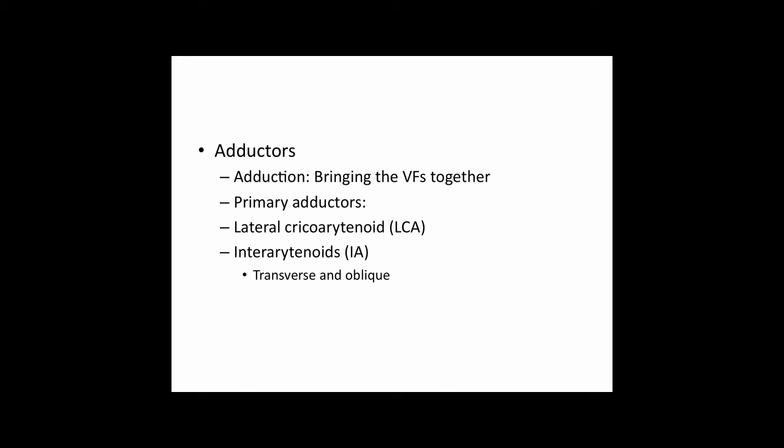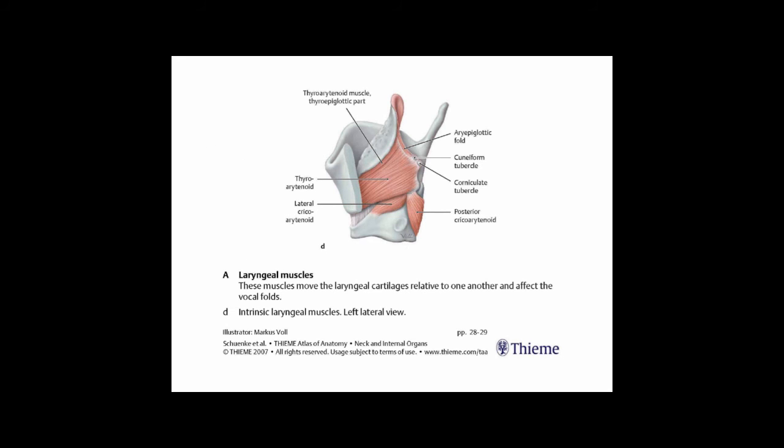While the interarytenoids, as the name says, is between the arytenoids. It goes from one arytenoid to the other. And there are two parts to the interarytenoids: transverse and oblique. So let's go back and look at the lateral cricoarytenoids first. Okay. So what you see right here is a lateral cricoarytenoid.